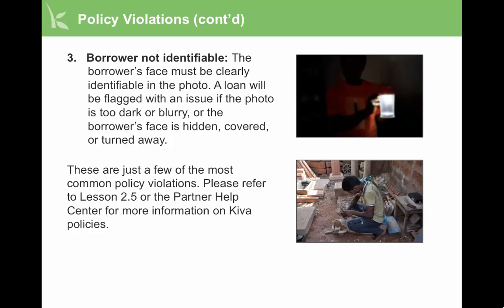Third, the borrower is not identifiable. The borrower's face must be clearly identifiable in the photo. A loan will be flagged with an issue if the photo is too dark or blurry, or the borrower's face is hidden, covered, or turned away. These are just a few of the most common policy violations. Please refer to Lesson 2.5 or the Partner Help Center for more information on Kiva policies.